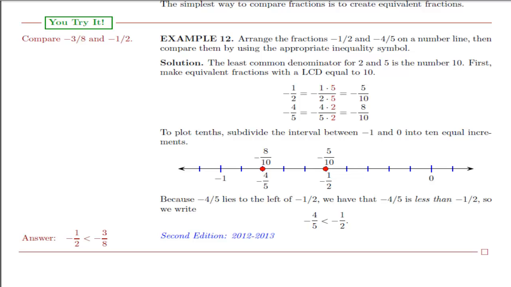To plot tenths, subdivide the interval between negative 1 and 0 into 10 equal increments. Because negative 4 over 5 lies to the left of negative 1/2, we have that negative 4 over 5 is less than negative 1/2, so we write negative 4/5 < negative 1/2.